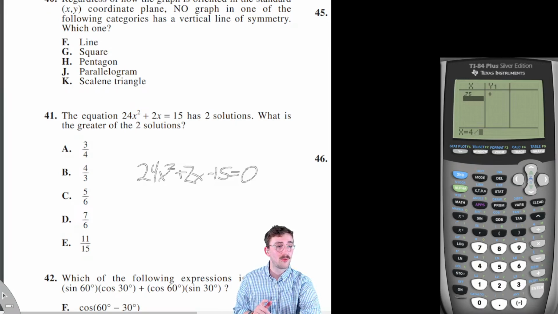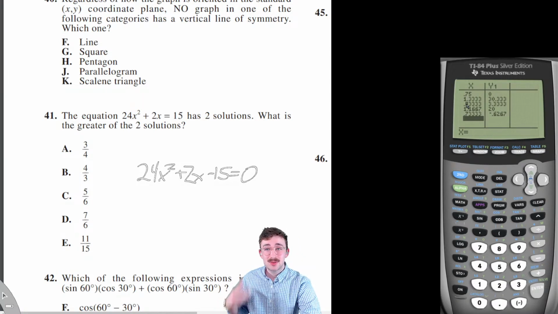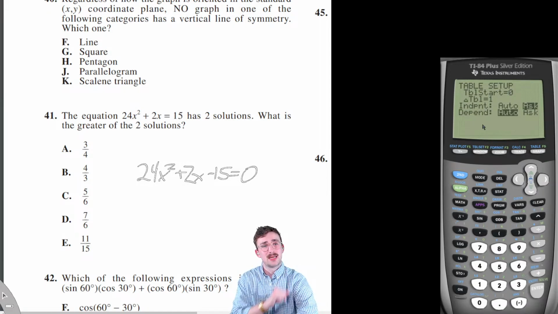Let's see if 4 over 3 also works. No, it doesn't. Let's see if 5 over 6 works. No, it doesn't. Let's see if 7 over 6 works. 20. And then 11 over 15, which I don't even think is bigger than 3/4. So there it is. Our answer is 3/4. If you're wondering how I did that, I used the table setup. I set independent to ask, not auto, and it's very helpful.